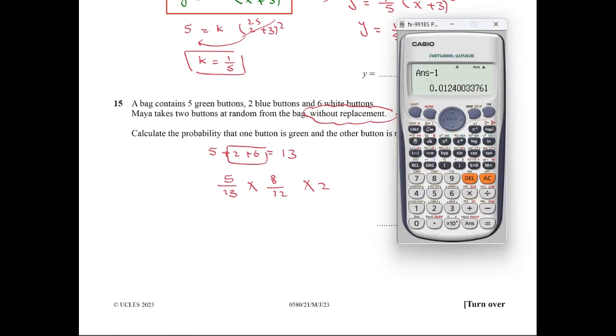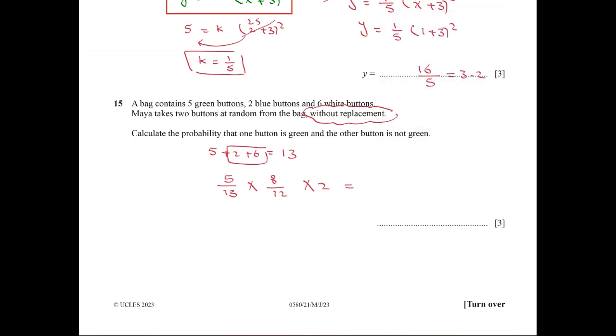Using calculator, 5 over 13 times 8 over 12 times 2, and the answer is 20 over 39.